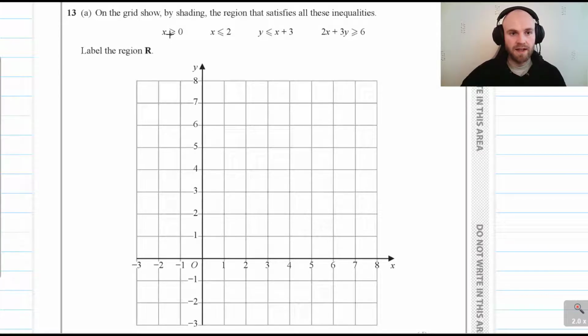Okay, so we have x is greater than or equal to 0. So again, we need a solid line because it's greater than or equal to. So I'm going to put this into red.